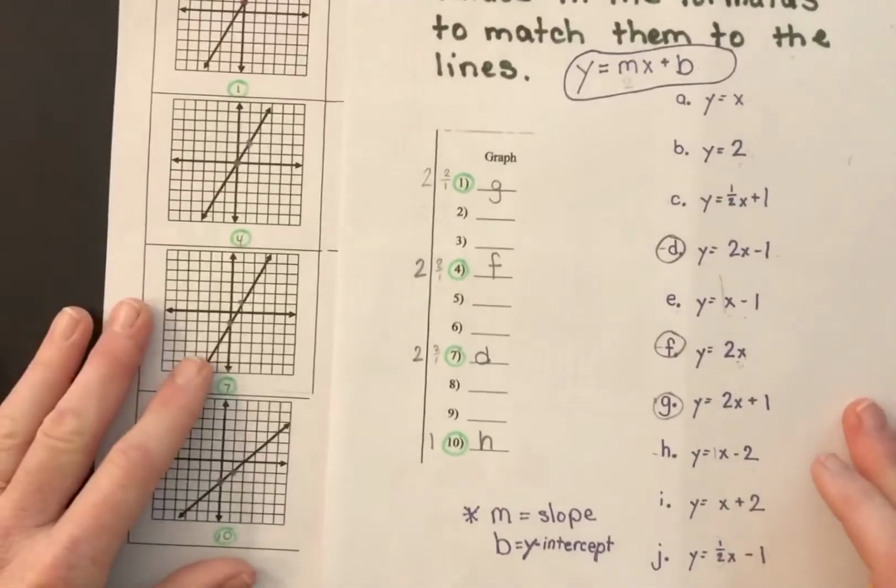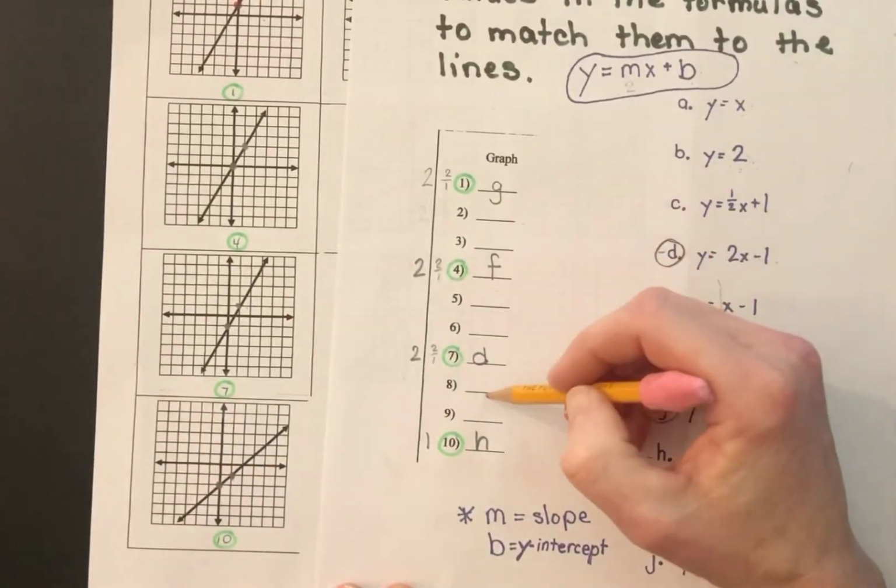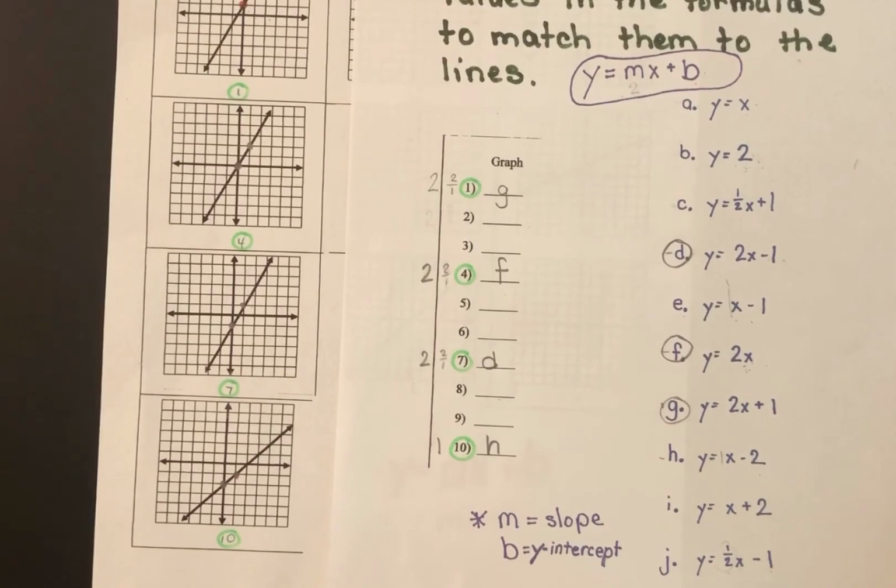I'd like for you to do 2, 3, 5, 6, 8, and 9 on your own. I think you got it.